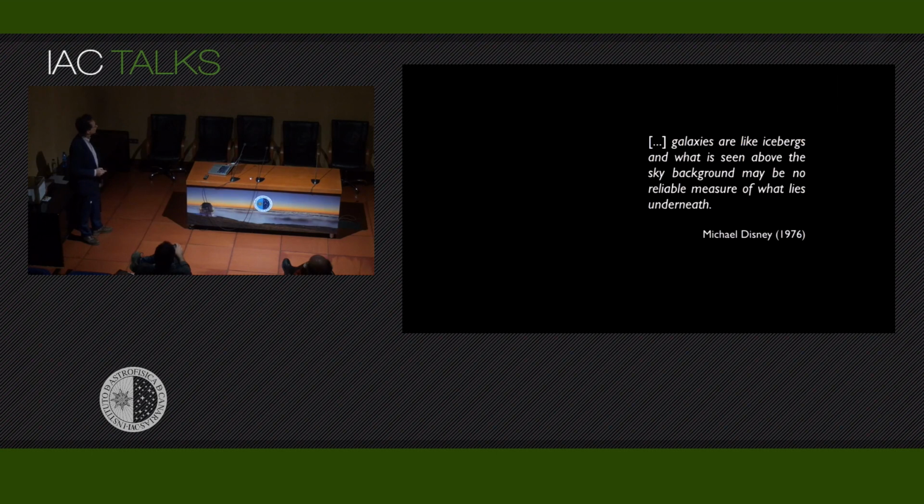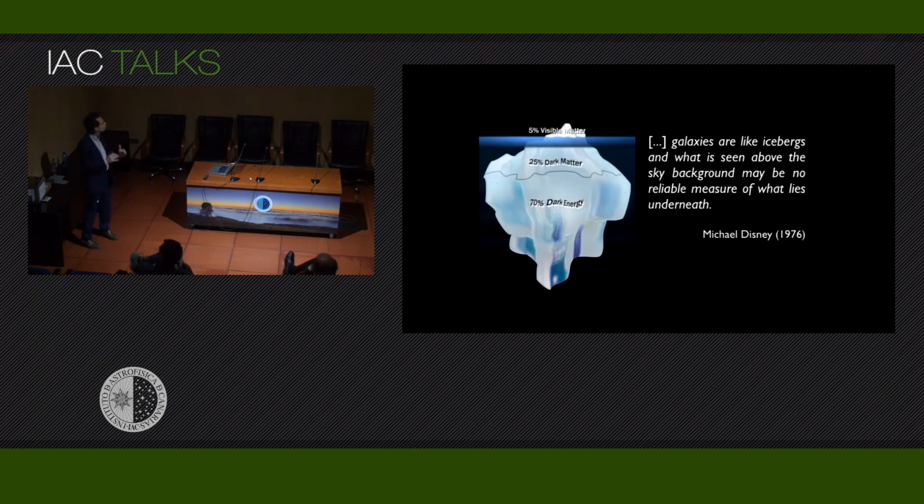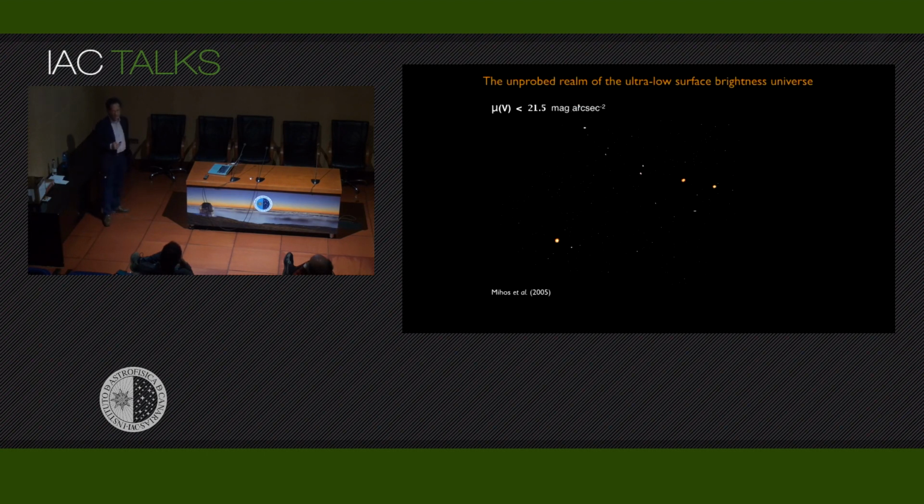Mark Disney made the point back in the 70s that galaxies are just like icebergs, and what you see above the sky background has nothing to do with what happens below. So this is much like cosmology these days. We know the baryons, and we want to understand what is below the waterline. So galaxies are exactly the same thing.